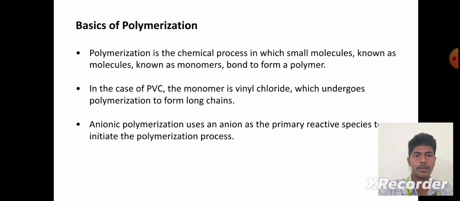Basics of polymerization. Polymerization is the chemical process in which small molecules known as monomers bond to form a polymer. In the case of PVC, the monomer is vinyl chloride, which undergoes polymerization to form long chains. Anionic polymerization uses an anion as the primary reactive species to initiate the polymerization process.